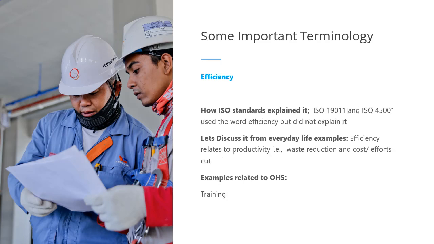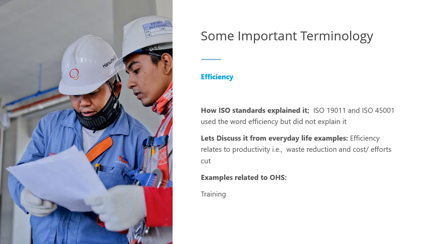Efficiency. ISO 19011 and ISO 45001 used the word efficiency but did not explain it. Efficiency relates to productivity, that is waste reduction, and cost or effort cuts. Efficiency in very simple words is output divided by input and is presented in percentage. An example related to OHS can be training.